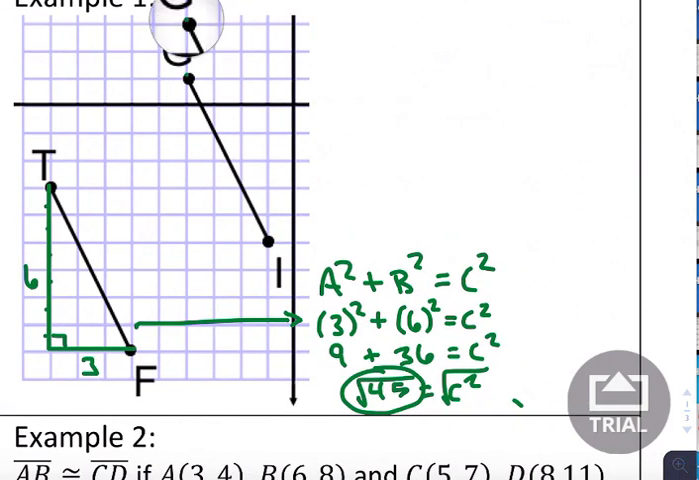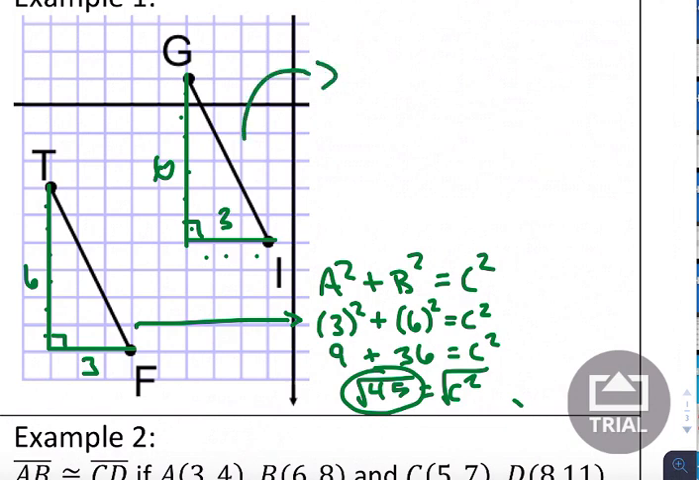Okay, so let's set this up a similar way. Let's create some triangles here. A triangle. We know it's right because it's horizontal and vertical. So here we have 3, and 1, 2, 3, 4, 5, 6, and here we have 6. So this is probably enough right here to determine the distances are going to be the same. But we do have to show the calculation.